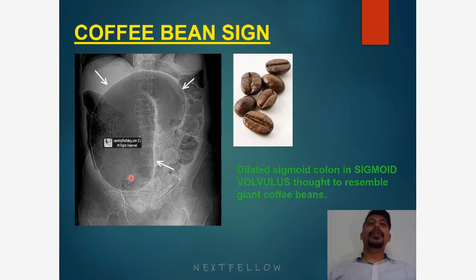Coffee bean sign. So a dilated sigmoid colon gives the appearance of the coffee bean sign. Why is it sigmoid volvulus and not cecal volvulus? Because we can appreciate the large bowel loops are dilated peripherally, and the apex of the volvulus is seen in the cecal region. So that is why it is a sigmoid volvulus. If there are no dilated large bowel loops and the apex is towards the sigmoid, then it is a cecal volvulus. So this is how we differentiate. This is the characteristic sign, the coffee bean sign, seen in sigmoid volvulus.